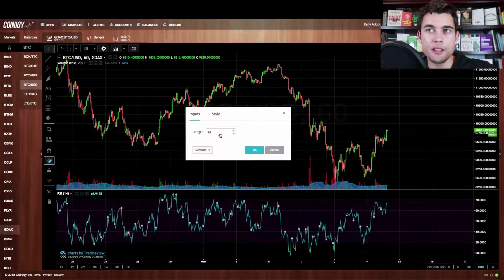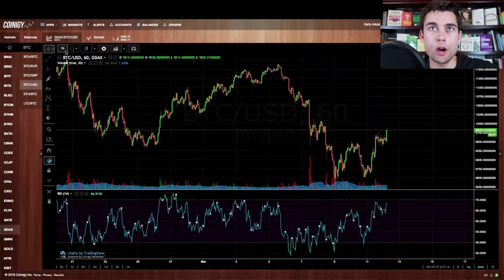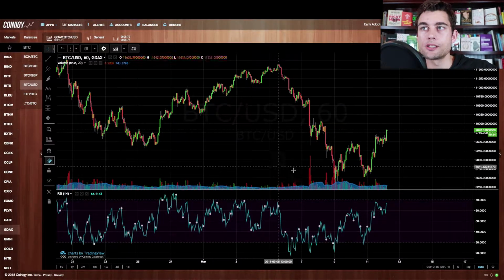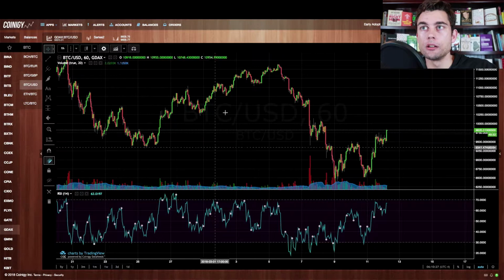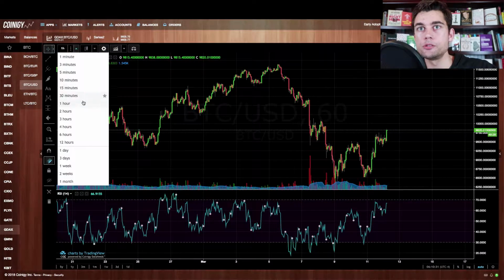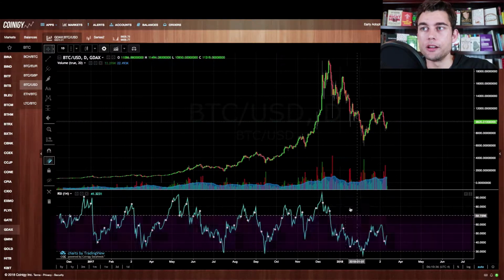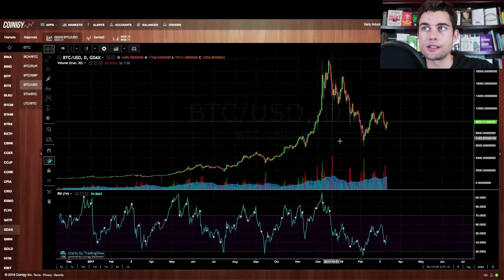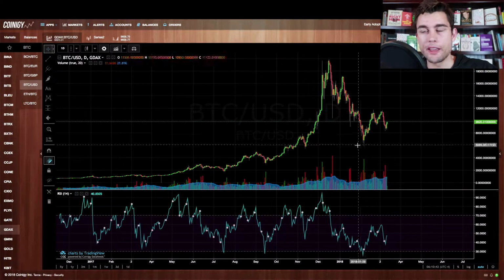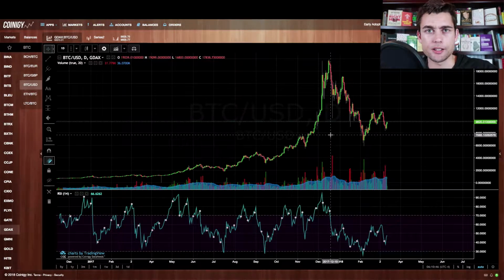And this simply means that the RSI is created using the last 14 candlesticks. So if I'm in the hourly chart, this RSI is averaging out the gains and the losses of the last 14 hours. And if you go to the daily chart, this RSI is averaging out the gains and the losses of the last 14 days. And of course, it's the same for the 4-hour chart, 30-minute chart, 5-minute chart, etc.